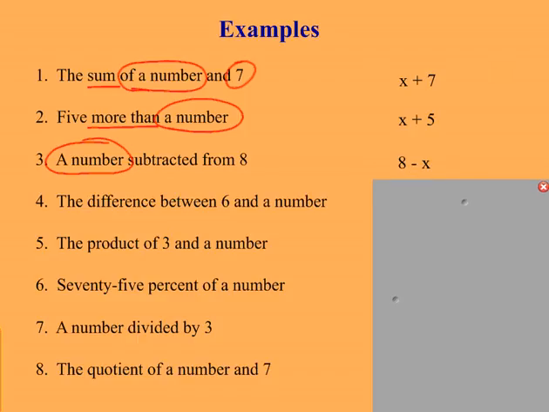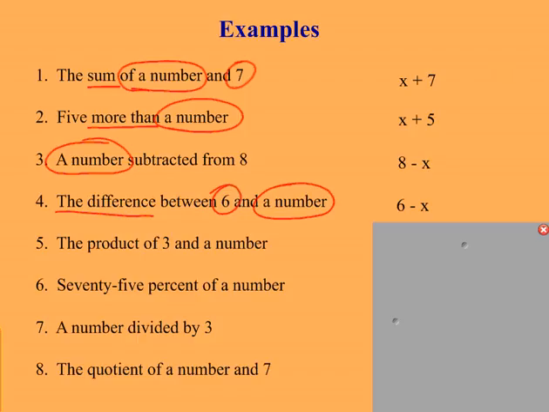Number 4, the difference between 6 and a number. The difference is the answer you get when you subtract. So we will be using subtraction. What will we be subtracting? 6 and a number. So that gives us 6 minus x.